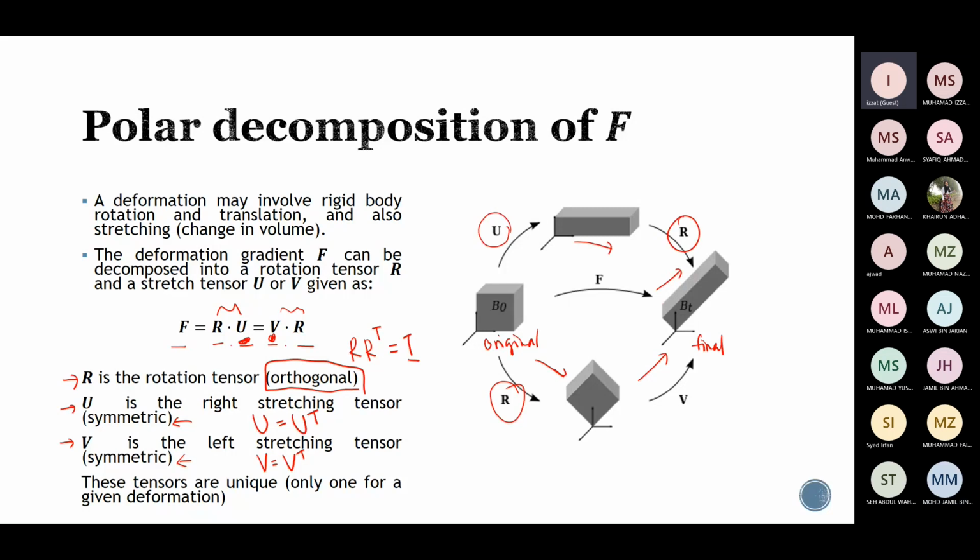Okay, but this is just a property. It is just a property that explains that for a deformation, the rotation and the stretching are unique. It cannot have two different types of rotation or stretching.